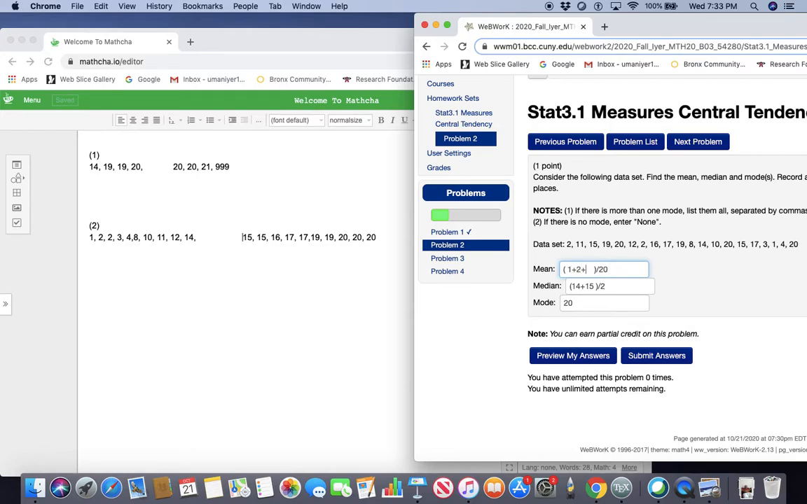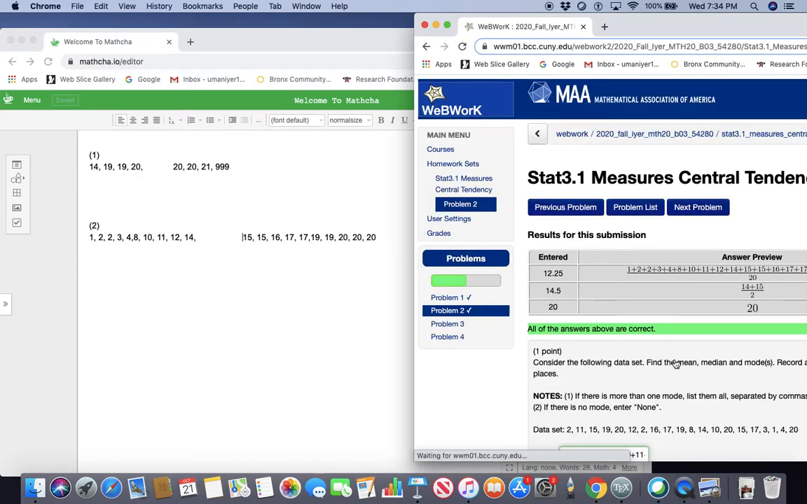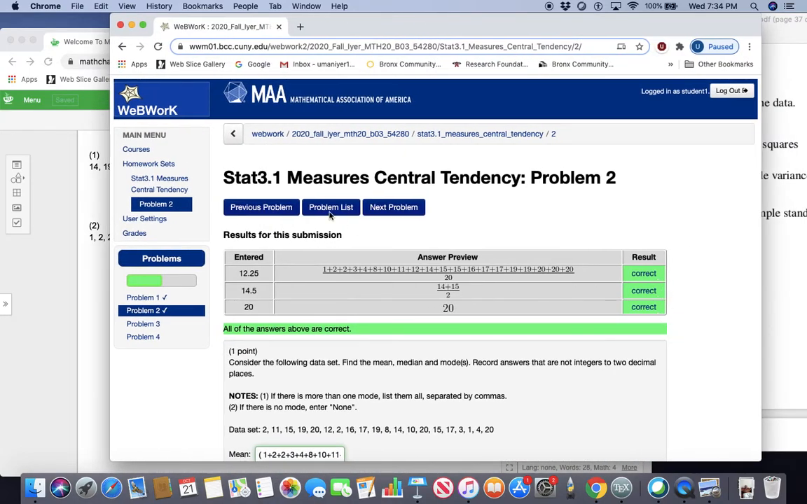1 plus 2 plus 2 plus 3 plus 4 plus 8 plus 10 plus 11 plus 12 plus 14 plus 15 plus 15 plus 16 plus 17 plus 17 plus 19 plus 19 plus 20 plus 20 plus 20. So that got me the numerator. Remember, there is a parenthesis upstairs over 20. All of these are correct.